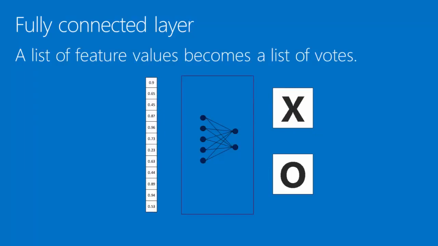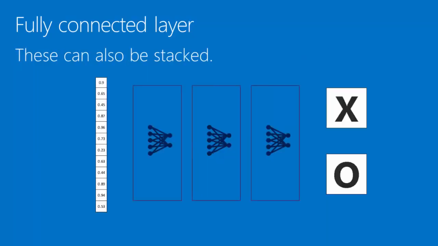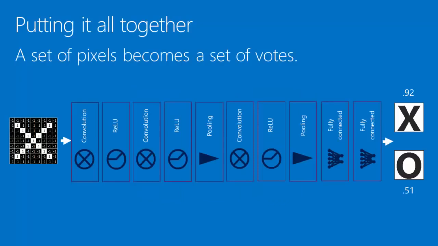So in a fully connected layer, a list of feature values becomes a list of votes. Now, again, what's cool here is that a list of votes looks a whole lot like a list of feature values. So you can use the output of one for the input of the next. And so you can have intermediate categories that aren't your final votes, or sometimes these are called hidden units in a neural network. And you can stack as many of these together as you want also. But in the end, they all end up voting for an X or an O, and whoever gets the most votes wins. So if we put this all together, then a two-dimensional array of pixels in results in a set of votes for a category out at the far end.